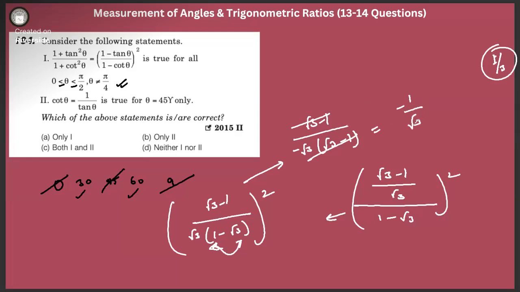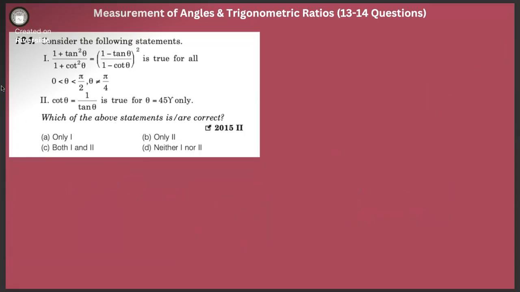So minus 1 by root 3, the whole square of it is 1 by 3, which is what we are looking for. So at 30, this is true. At 30, it is true. We need to check again, maybe at 60. Yes, we'll check for 60 as well. We can't conclude anything as of yet.